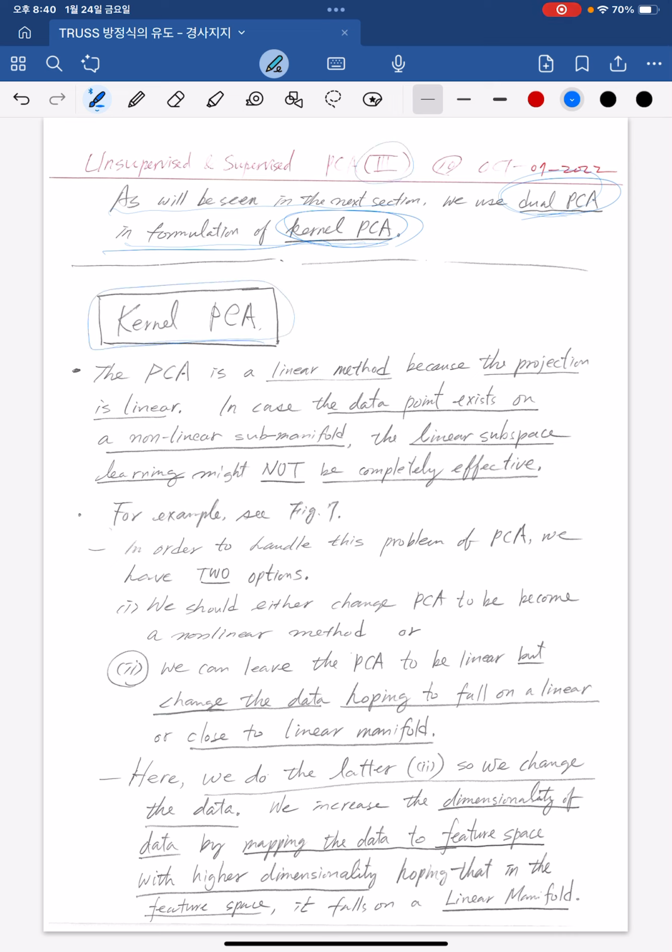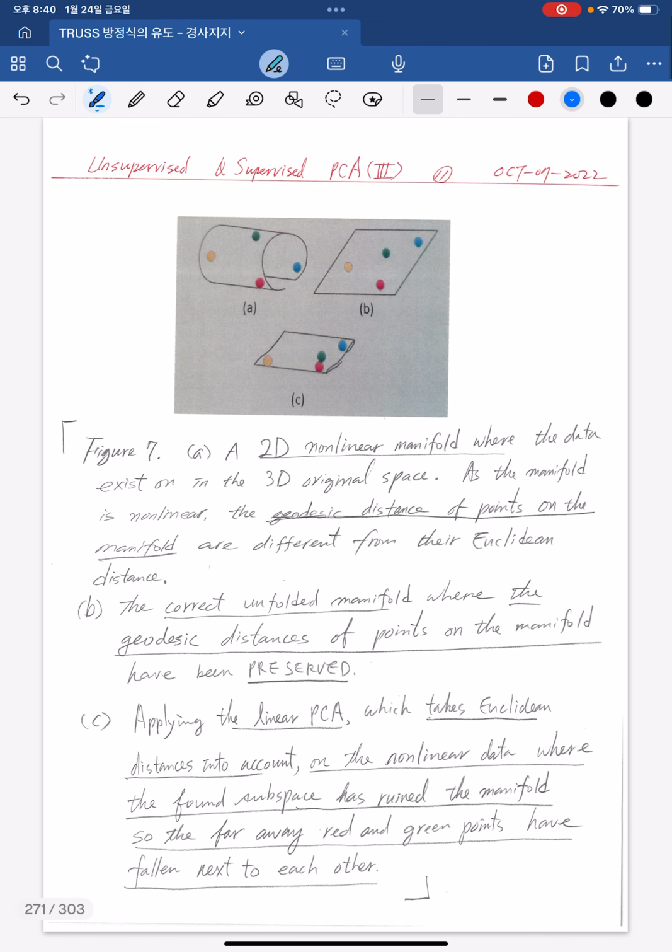Kernel PCA. PCA is a linear method because the projection is linear. In case the data points exist on a nonlinear submanifold, the linear subspace learning might not be completely effective. For example, see figure 7. A is a 2D nonlinear manifold where the data exists in a 3D original space.